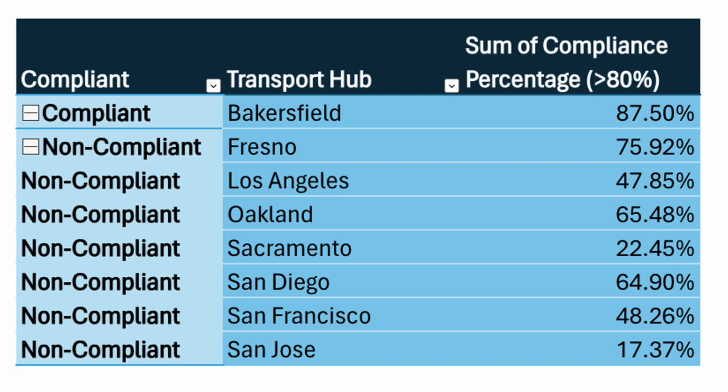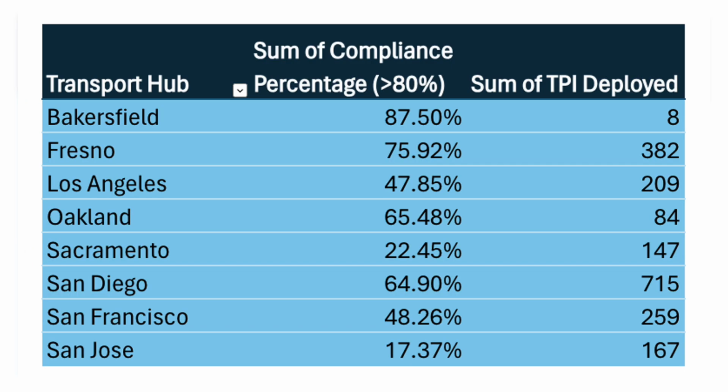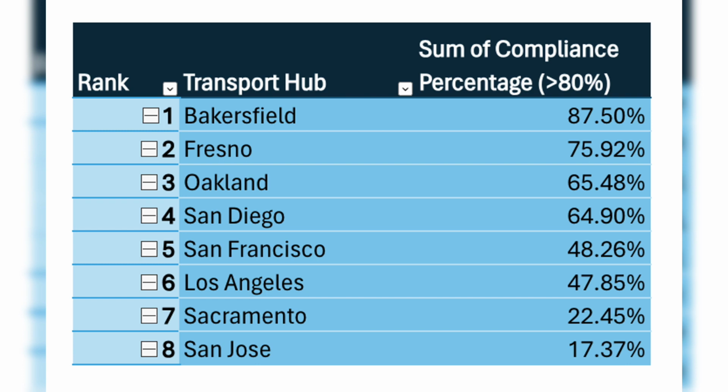City compliance detail. Similar to the first setup but augmented with a compliant or non-compliant column, offering an instant read on performance. Compliance rate and total TPI deployment by city. This gives a dual perspective, displaying each city's compliance rate next to its total TPI deployments, shedding light on workload and performance. City performance ranking. By adding a rank calculation, we can order cities by their compliance performance, highlighting the best and worst performers.